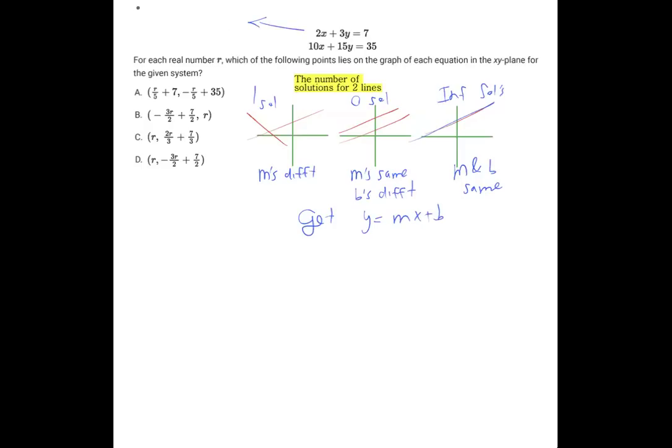On the first one, if you take away 2x from both sides, you'll have 3y is negative 2x plus 7, divided by 3, negative 2 over 3x plus 7 over 3. So in mx plus b, we can see that the slope is negative 2 over 3. The y-intercept is 7 over 3. Now let's do the bottom equation. 15y is negative 10x plus 35, divided by 15 on both sides. y is negative 2 over 3x plus 7 over 3 because 35 over 15 simplifies to 7 over 3.